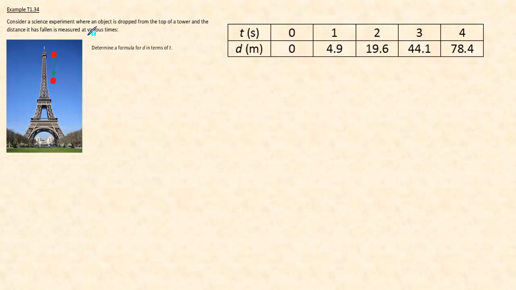Consider a science experiment where an object is dropped from the top of a tower and the distance it has fallen is measured at various times. Determine a formula for d in terms of t.